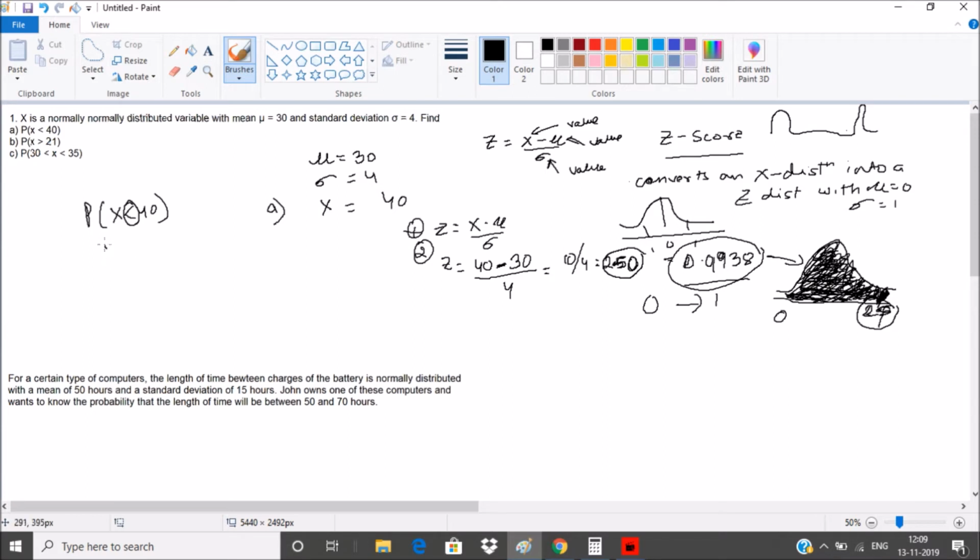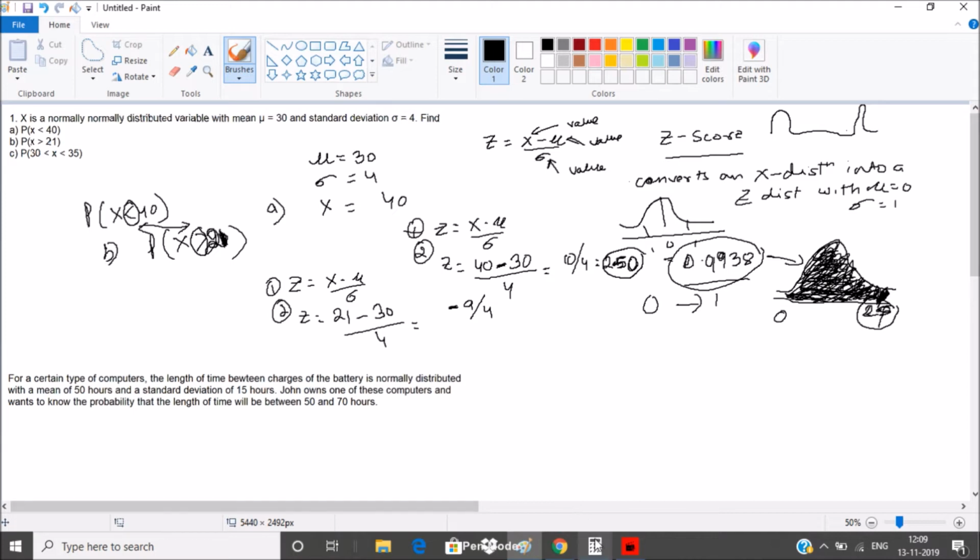Now let's move on to the second part. The B part is asking for a probability of x greater than 21. And if you see the sign, the earlier sign was less than 40, now it is more than 21. Now we calculate the z-score for that, and the z-score can be calculated in such a fashion. So z will be 21 minus 30 upon 4, which brings us to minus 9 divided by 4.